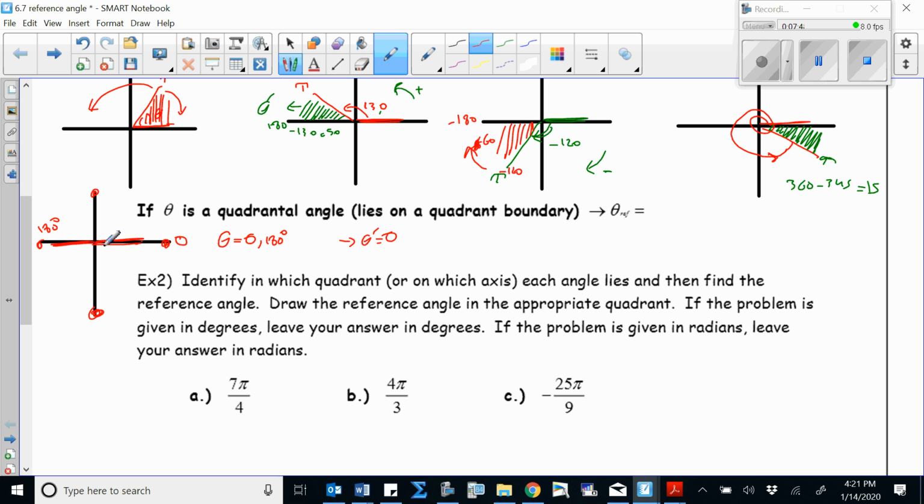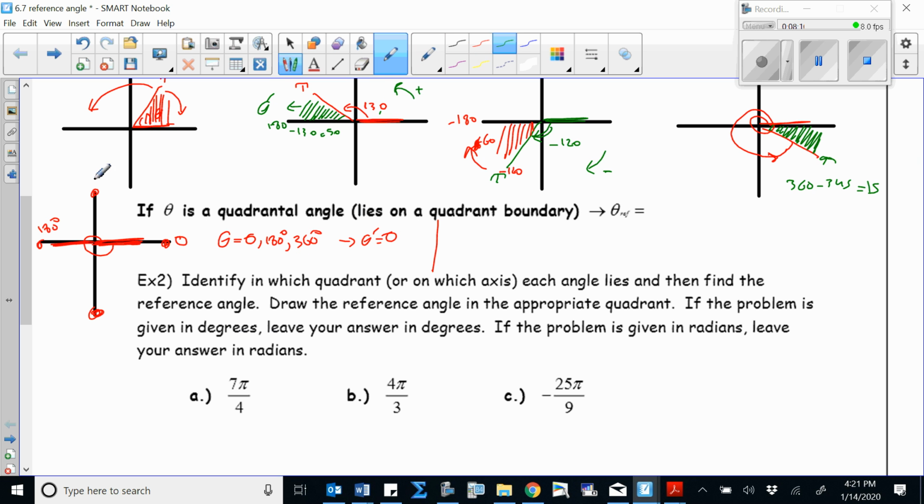What if my angle is 360? That means this is my initial side, and then I make a whole circle and go back where I came from, and this is going to be 360. 360 is again on the x-axis. So the distance between the terminal side and the x-axis is again 0. So for 0, 180, and 360, theta prime is 0.